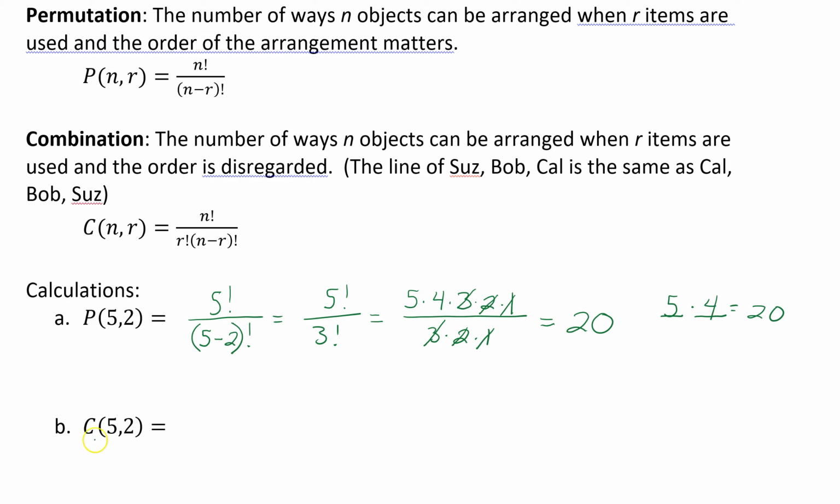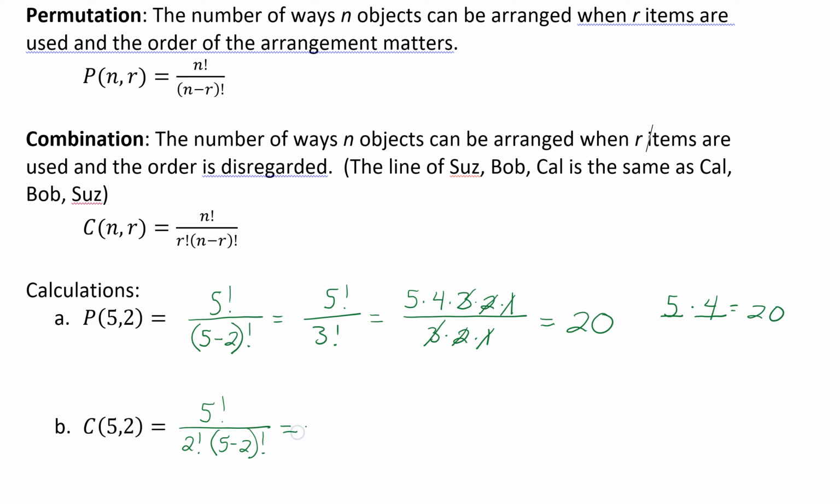Part B, combination of 5 taken 2. So this time we're taking 5 items, only going to take 2 of those 5 items, put them in a line or an arrangement, but the order does not matter. So this time there'll be fewer altogether. Formula is n factorial over r factorial times the quantity n minus r factorial. Means I have 5 factorial over 2 factorial times the quantity 5 minus 2 factorial.